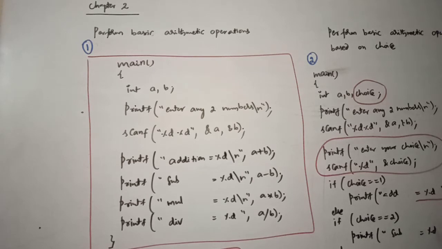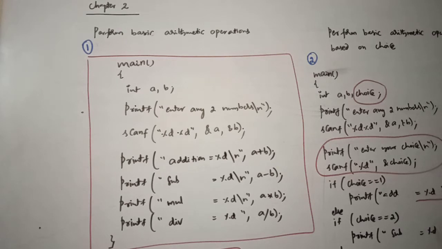And the actual arithmetic operators are addition, subtraction, multiplication, division and modulus. So once we specify basic arithmetic, in the sense addition, subtraction, multiplication and division only, you take any two numbers: a plus b, a minus b, a multiplied by b and a by b. That is a program. You read any two numbers and perform addition, subtraction, multiplication and division on those numbers.